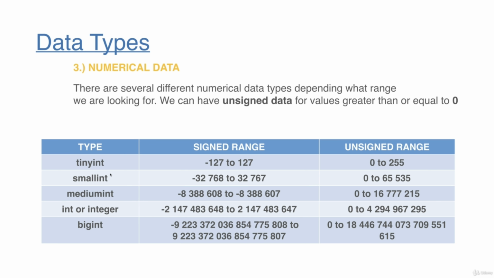Okay, then we have the small integer, again signed and unsigned, so we can store values up to 65,535. If we want to store larger values, then we have the medium int, then we have the int or the integer, and then we have the big integer.